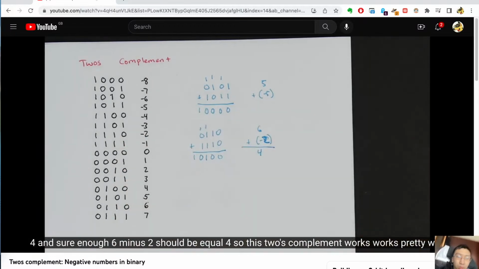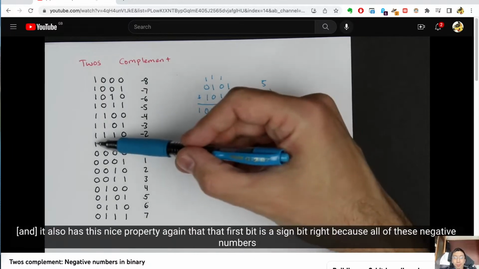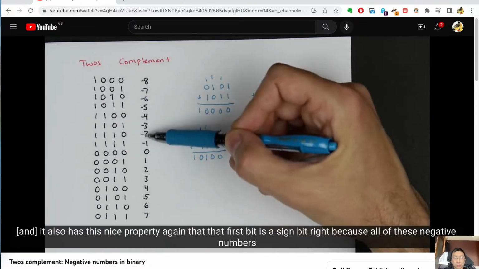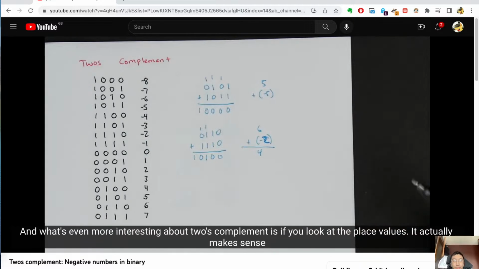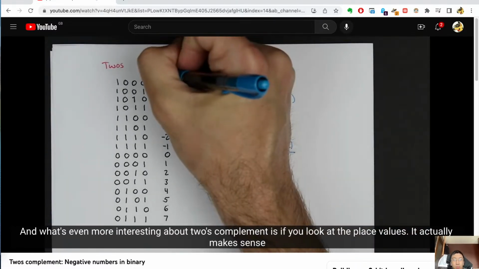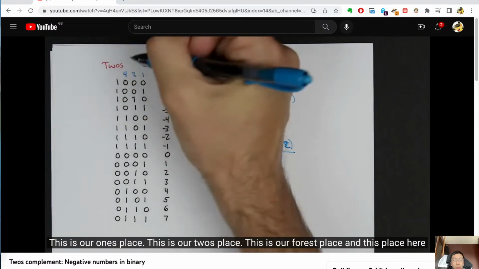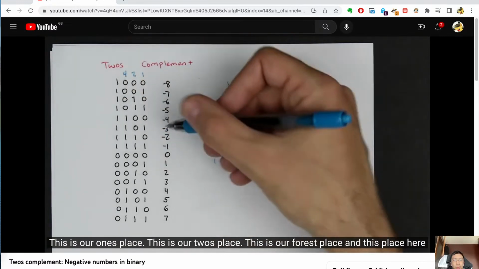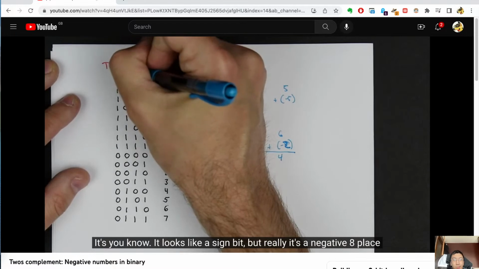So this 2's complement works pretty well. And it also has this nice property again that the first bit is a sign bit, right? Because all of these negative numbers have a 1 there. And what's even more interesting about 2's complement is if you look at the place values, it actually makes sense. This is our 1's place, this is our 2's place, this is our 4's place. And this place here looks like a sign bit, but really it's a negative 8's place.